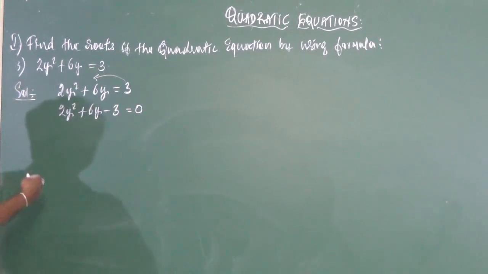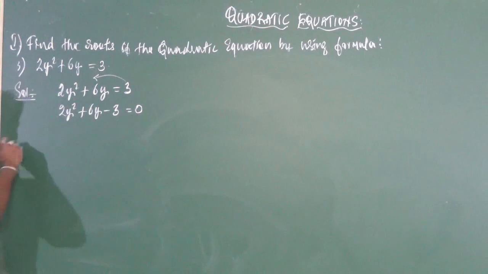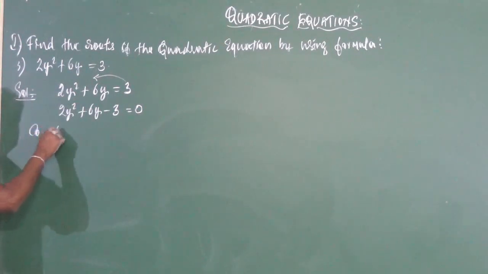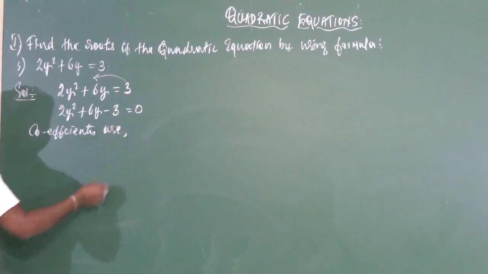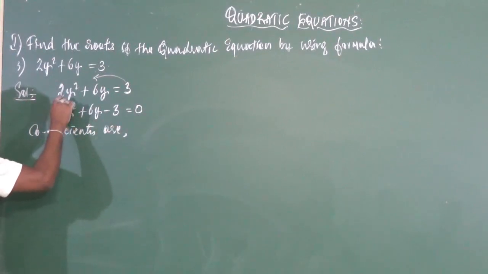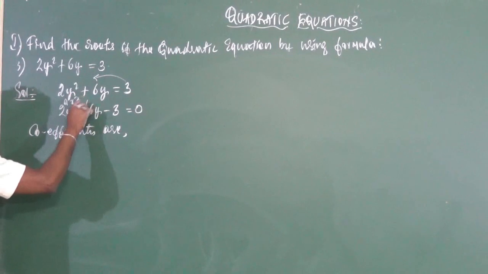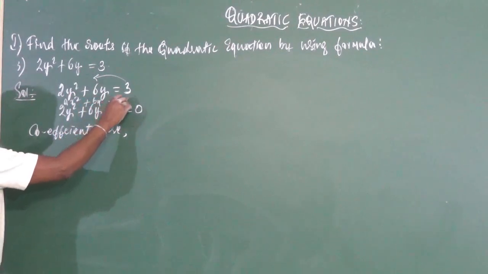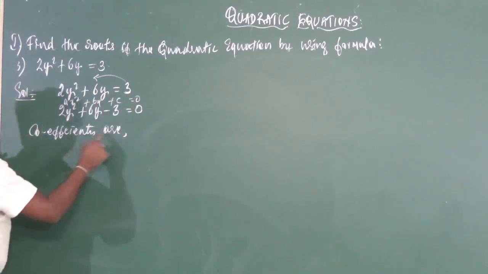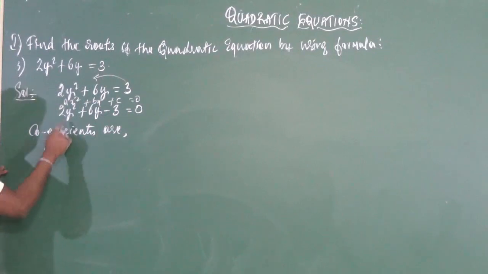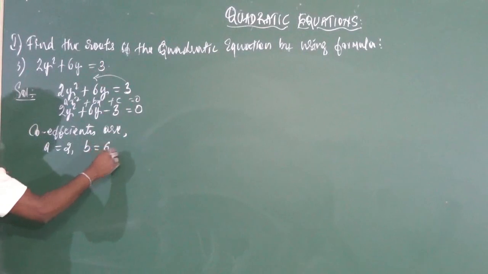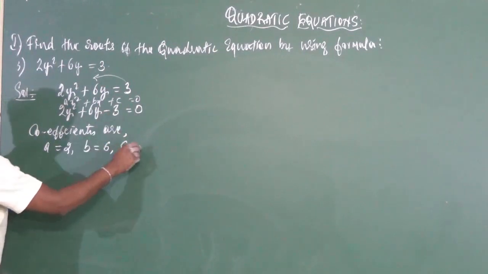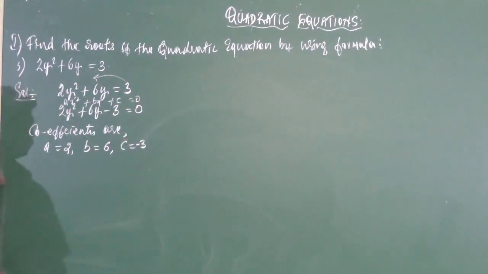Now we will compare the coefficients with the standard form. So coefficients are: a is equal to 2, because this is in the form of ax square plus bx plus c is equal to 0. So the coefficients are a is equal to 2, b is equal to 6 and c is equal to -3. Yes, it is very important.